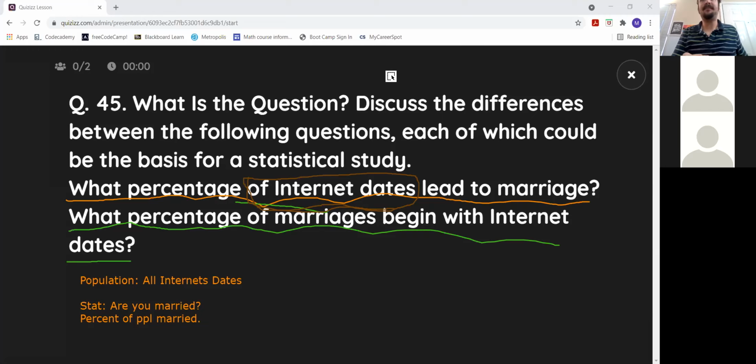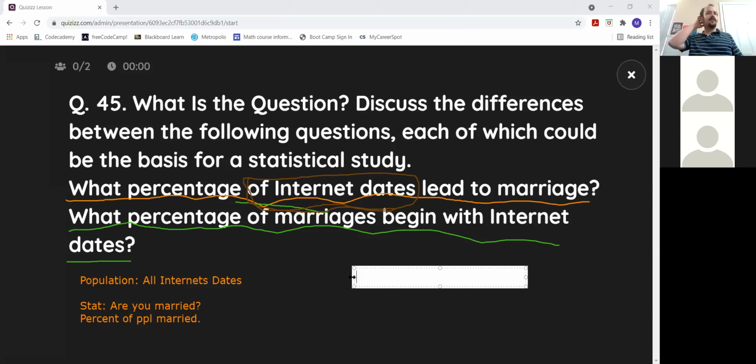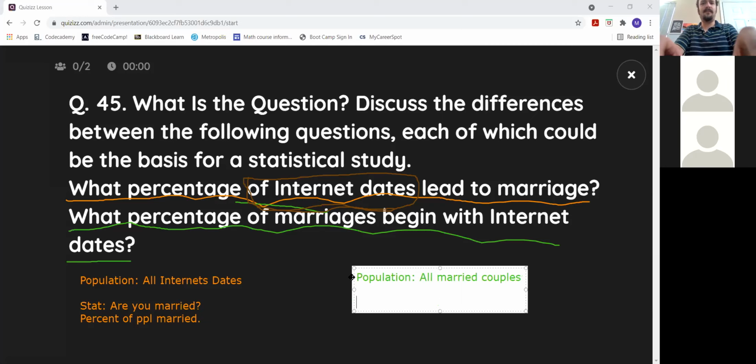What about the other one? Hold up a mirror to it. I think it's the other way around, right? If we look at this second one, it says what percentage of marriages begin with internet dates? For this one, for my population, I'm going to want to go to all married couples. And the statistic that I'm going to grab is, did you begin on the internet?